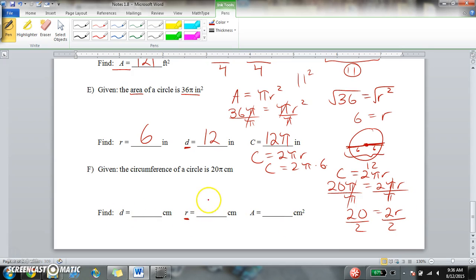Be careful that you put it in the right spot. Radius equals 10. Again, to get from the radius to the diameter, we would just double it. So this would be 20. Your area is going to be pi times your radius squared. If your radius is 10, 10 squared would be 100 times pi.